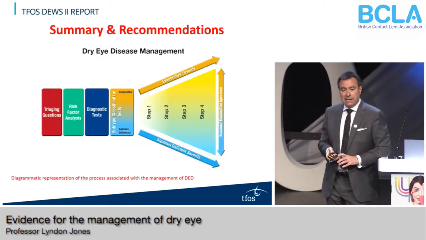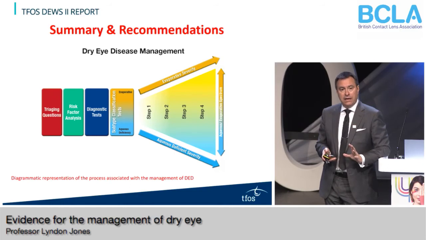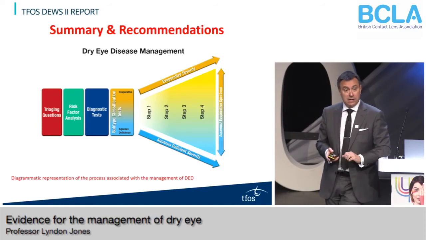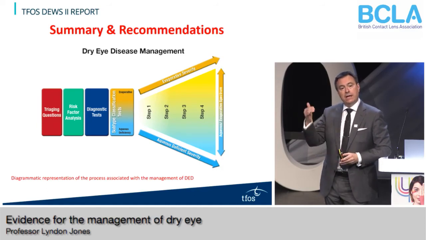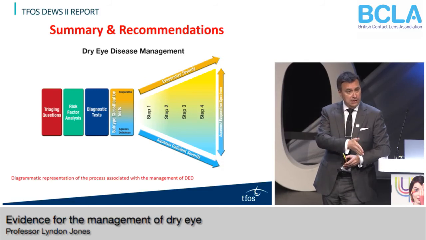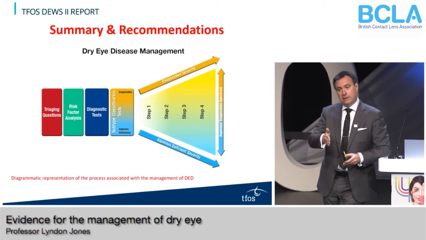So this is basically what links on directly from the section that we've just had James describe, which is the diagnostic report. We then subdivided all of those managements into effectively 4 steps. So step 1 being something that you would do early on in the disease process, step 4 being something that you would do with more severe dry eye.